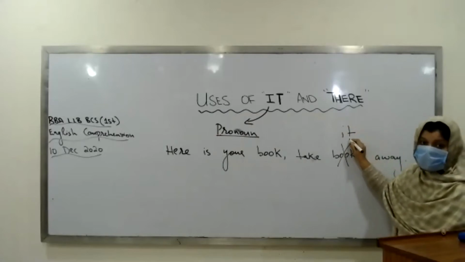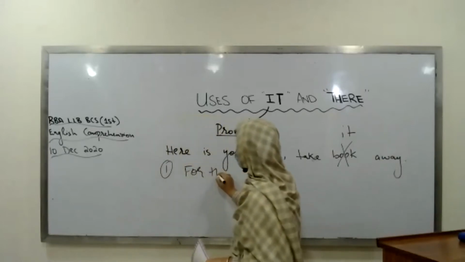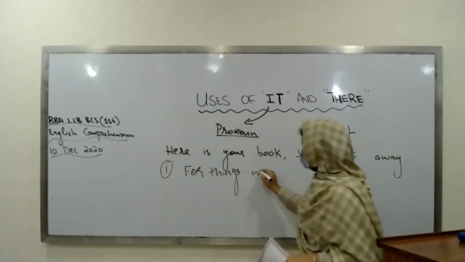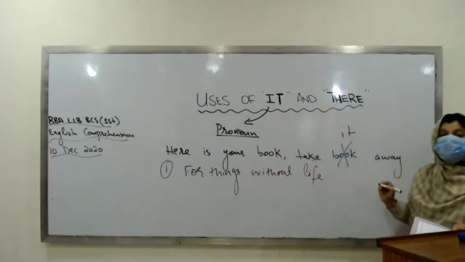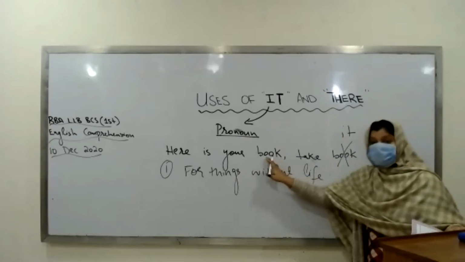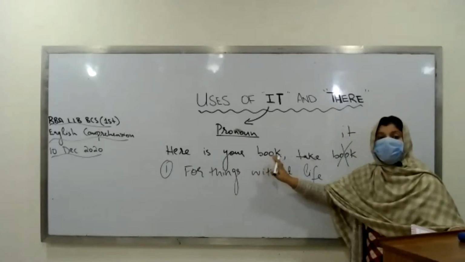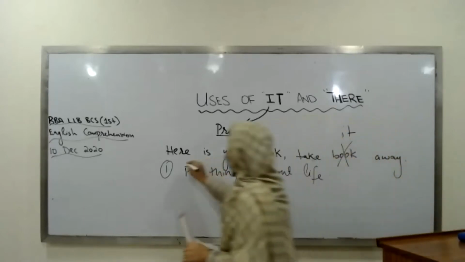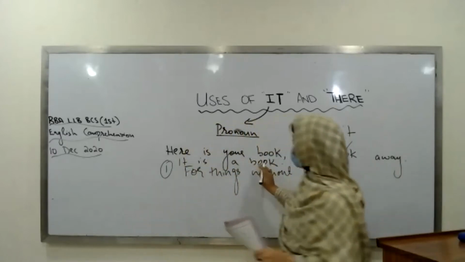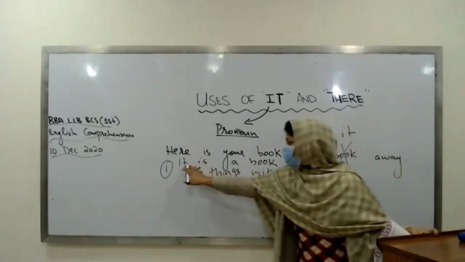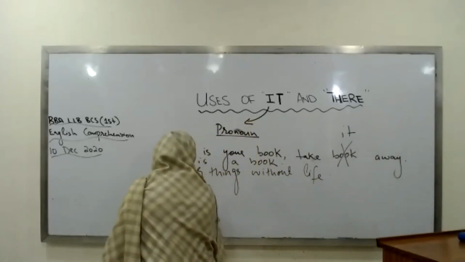So the first use of it is that it is used for things without life, right? This is the first use of it, that it is used for those things which have no living existence, right? Physical existence hai inki, lekin these are those things without life, right? Another example is, it is a book. Yahan pe aapne, again you have used it with this book. So it's the first use. Now we are going to see the second use of it.